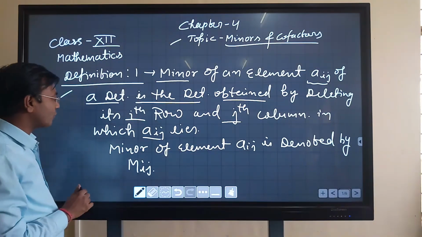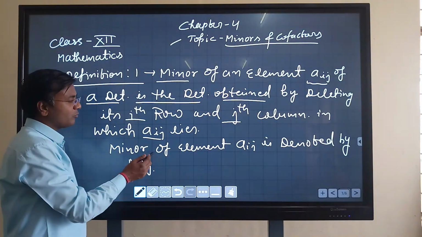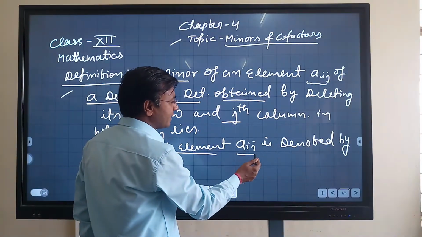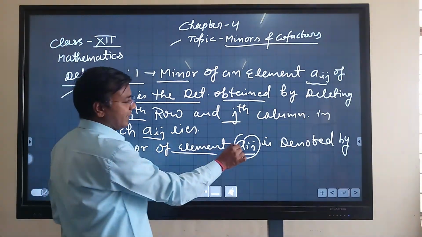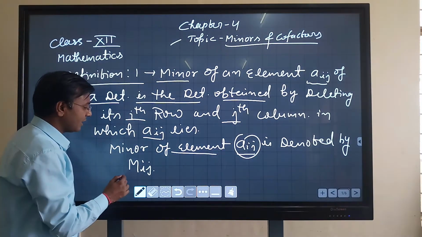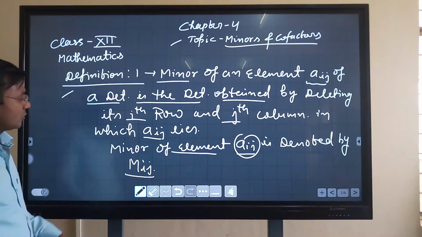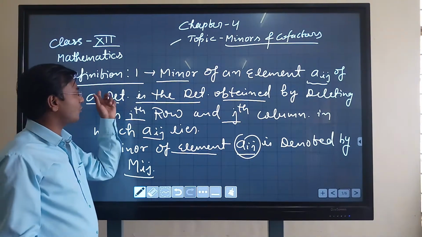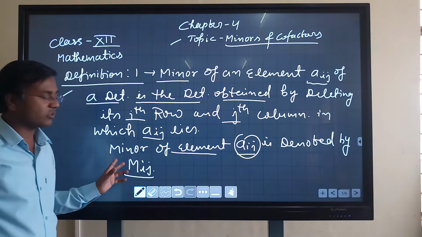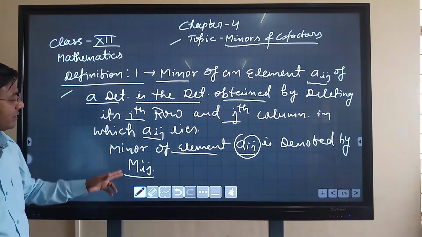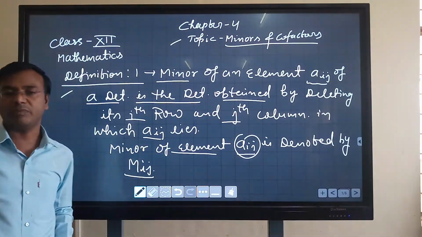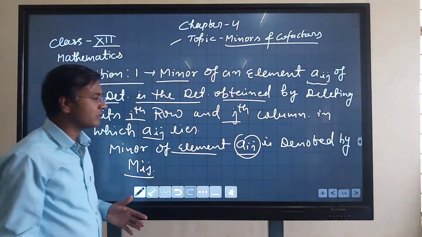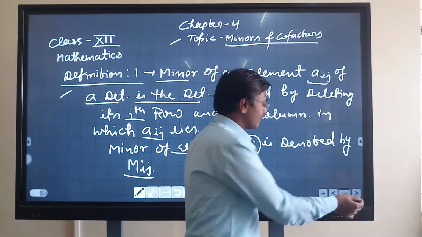So how to denote this? See, minor of an element, that is Aij is an element, and we are to find the minor of this element Aij, which is denoted by Mij. So Mij denotes, M stands for minor, so we take the first capital letter of minor. So Mij of the element Aij is a determinant which can be obtained by deleting the row and column.